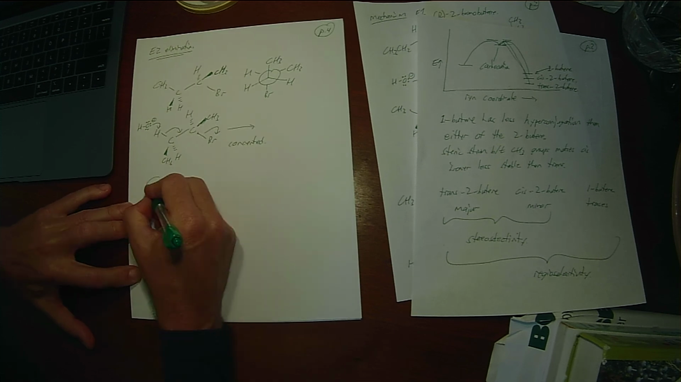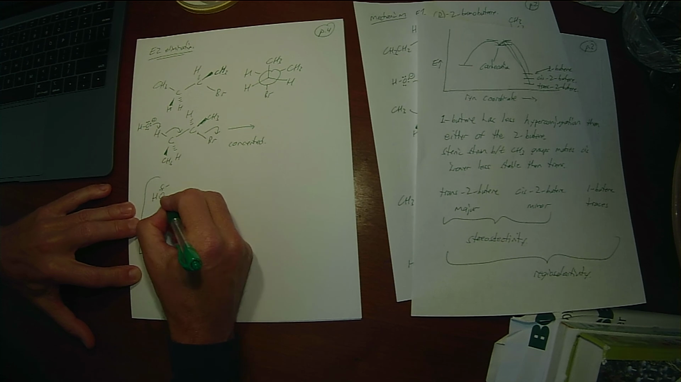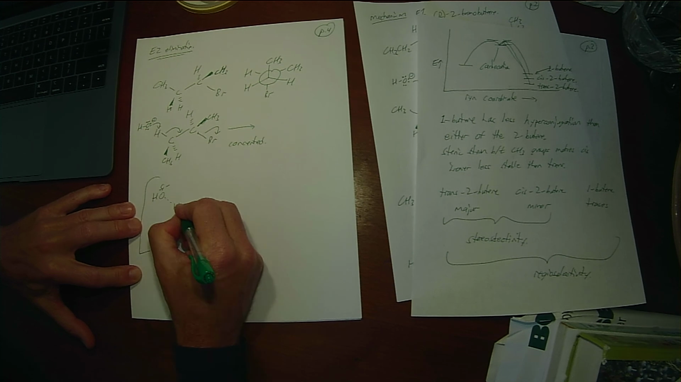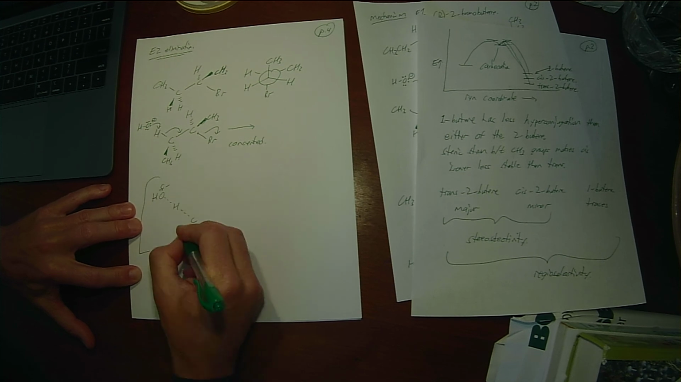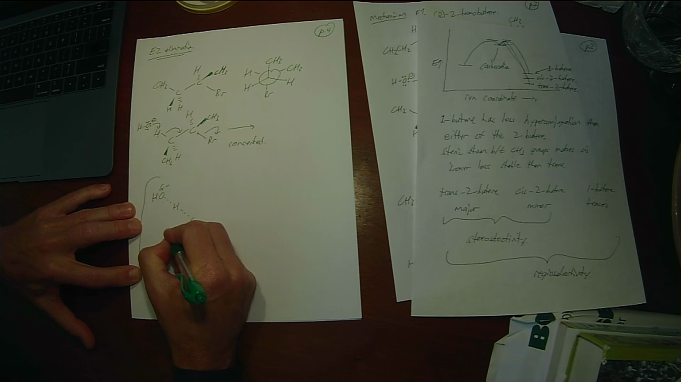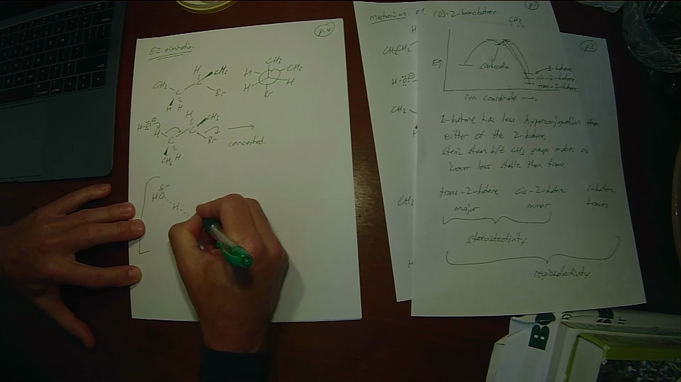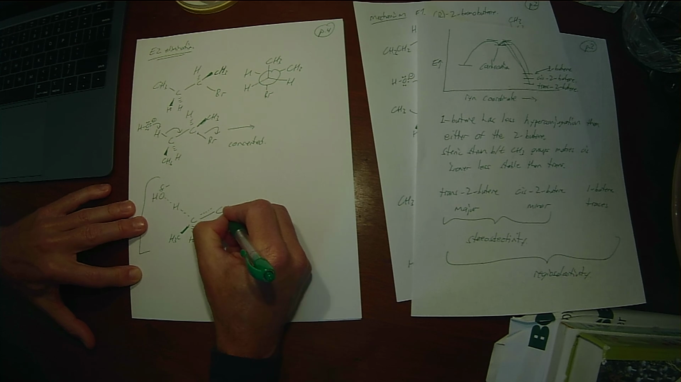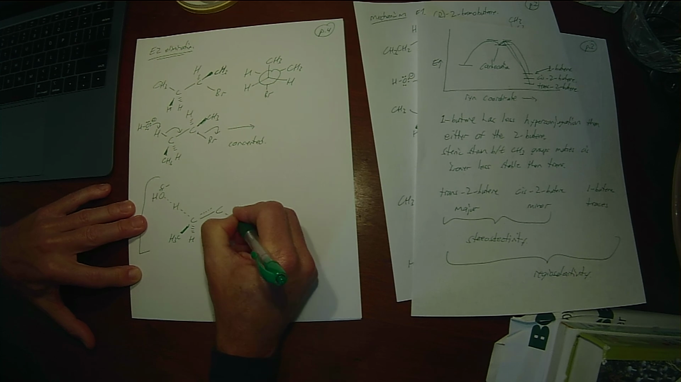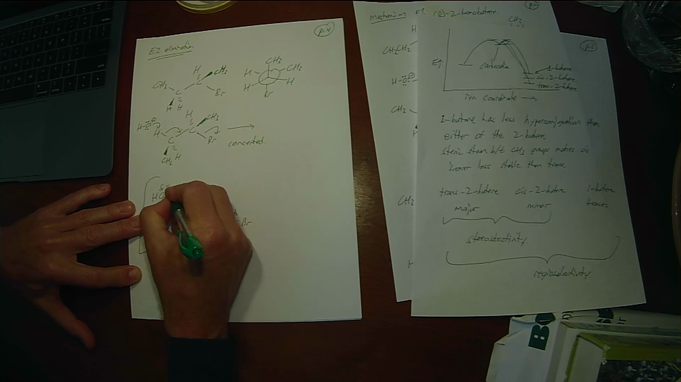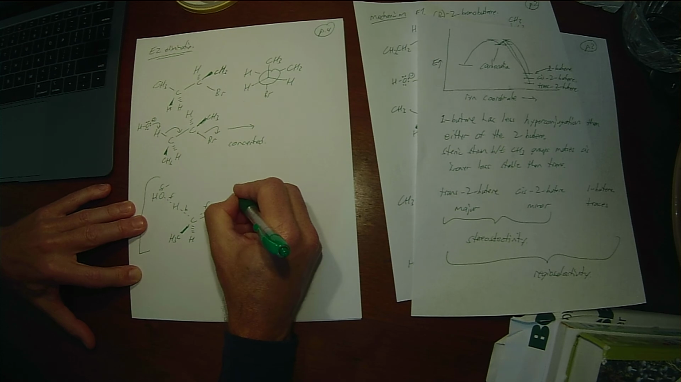I want to show the transition state. There's a delta minus on there. We're forming a bond to hydrogen and breaking that bond to carbon. I'm forming the pi bond, and I'm also breaking this bond. So break, form, break, form. Right? 4 bonds are involved in the transition state.